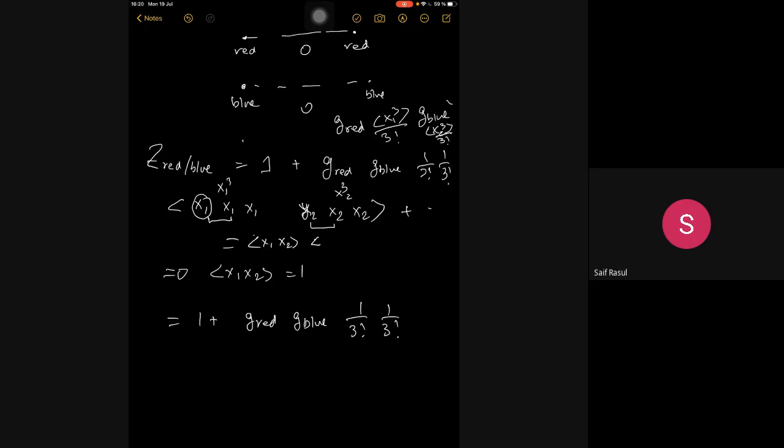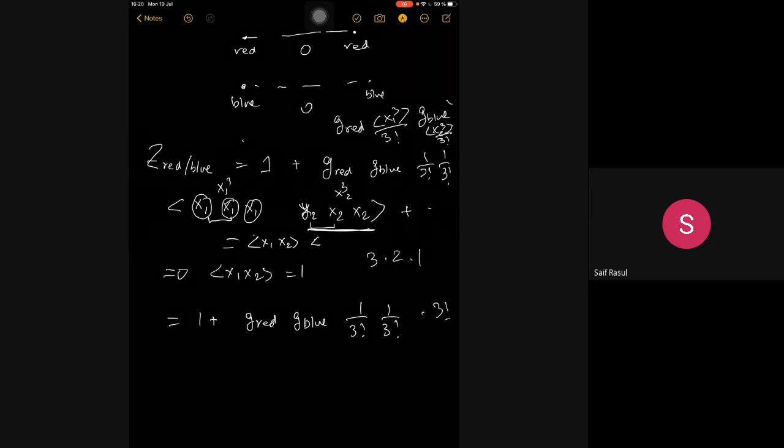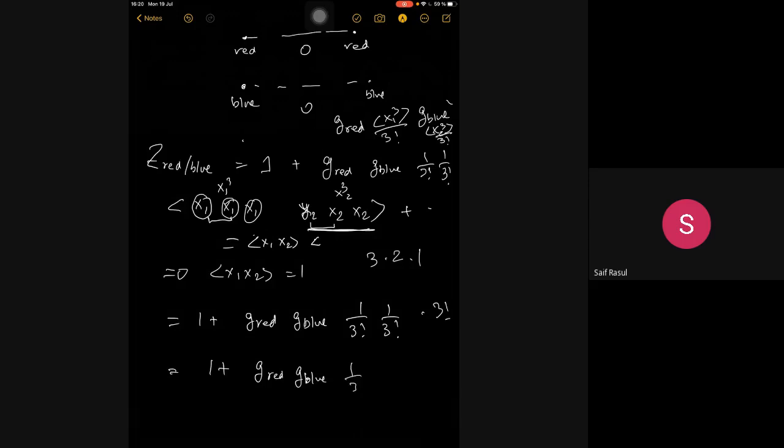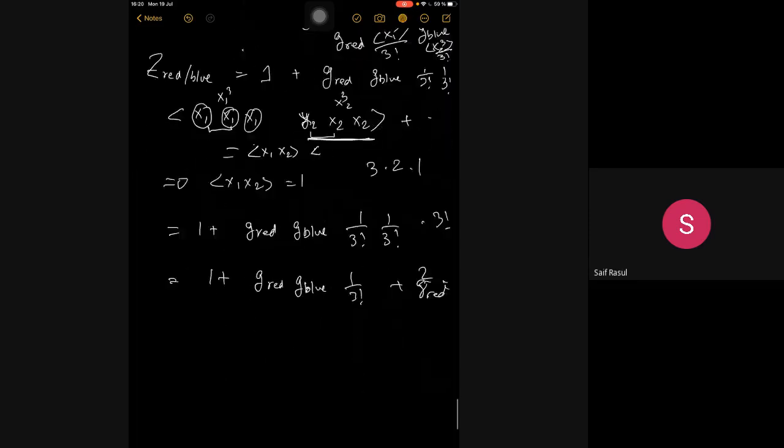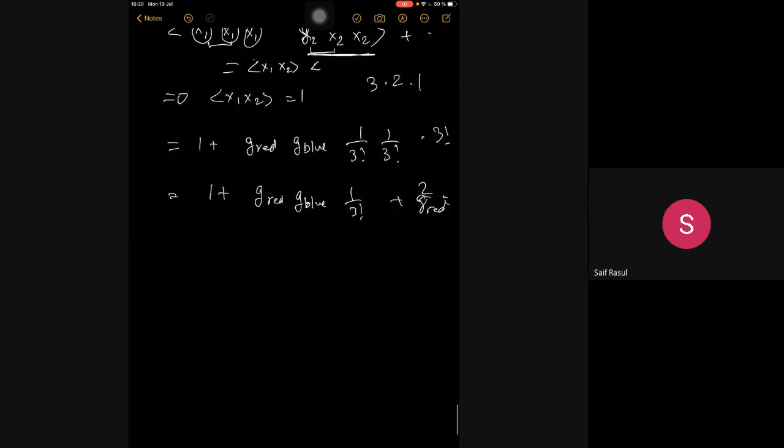So x1 can connect to any of the three of these things. The first x1 has 3 options. The second x1 has 2 options. The third one is left with 1 option. So it's just 3 factorial. And G red, G blue, this is just 1 over 3 factorial, plus you'll have higher order terms, that is G squared red, G squared blue terms, and you can generate all these things.